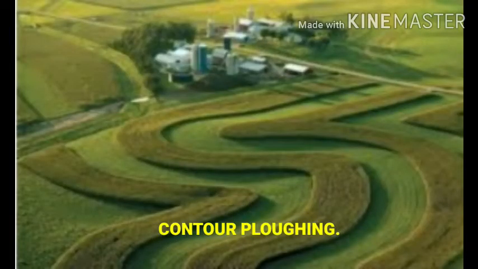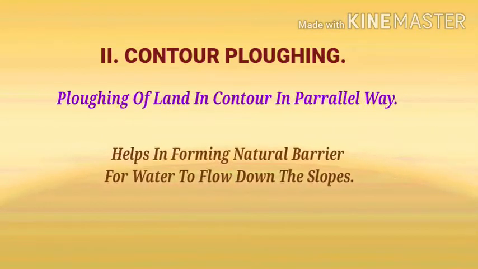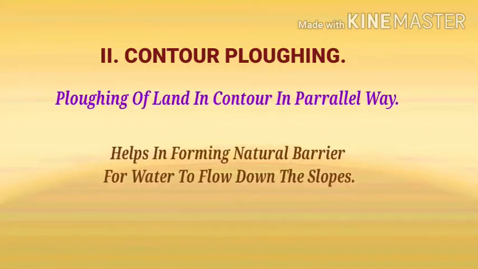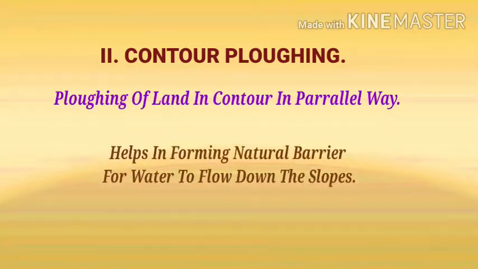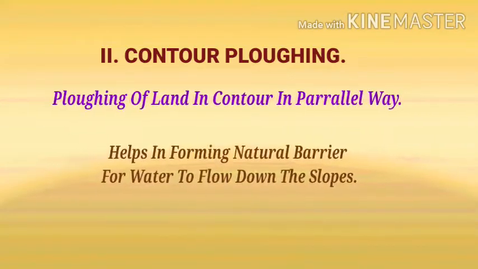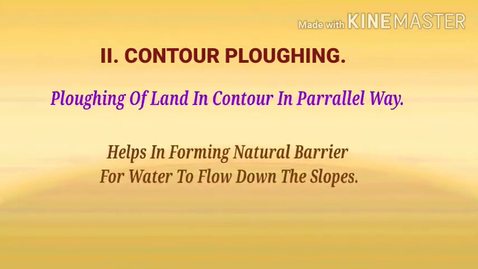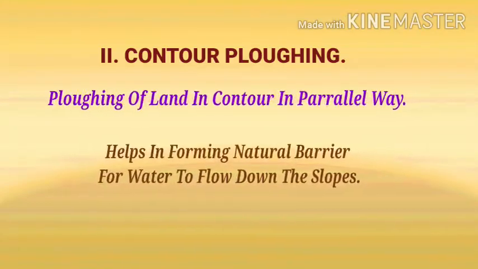The next agricultural technique adopted for soil conservation is contour plowing, which is plowing of land along the contour lines. Children, a contour line is an imaginary horizontal line which connects all the points in a given area of land that have the same elevation. Contour plowing is plowing along such contour lines in a parallel way instead of up and down slopes.